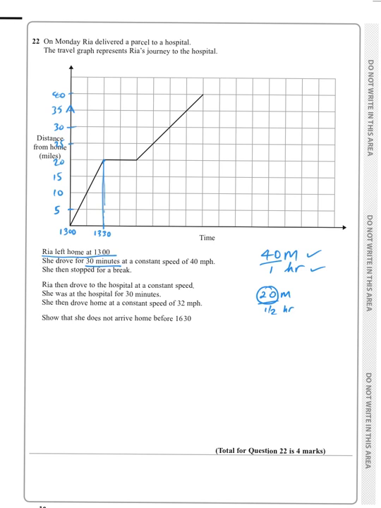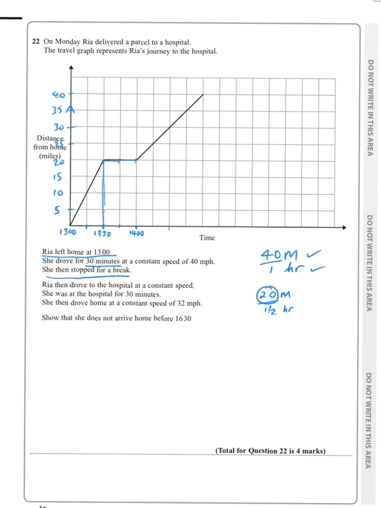The next part of the travel graph says she stopped for a break, so she would have stopped for a break for another half an hour because that's what this axis is going up in. So it's going up in 15 minutes for each part here of the graph. So this would be 2 o'clock here, so that would be 1400 hours by the time we get to there.